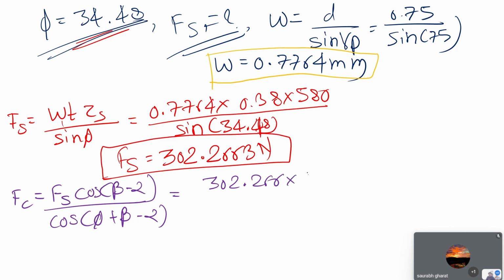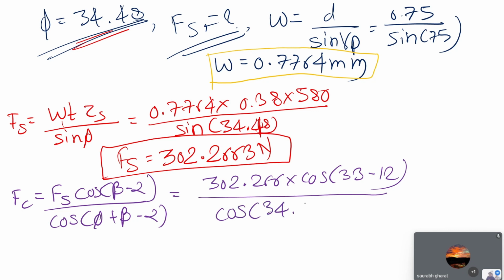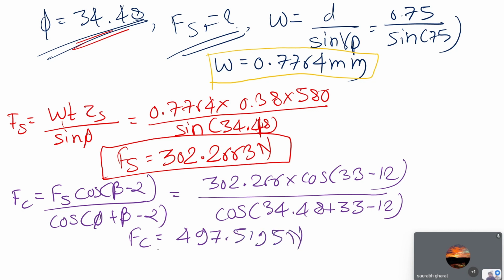So it will be equal to 302.266. Just take the answer. Cos of, what is my beta? We calculated it from the friction angle. Just take 33.12. Take it correctly. So 34.48 you have, plus 33, this is what we have, plus this part of the formula, 33 minus 12. So the Fc will come to be 497.5195 Newton. This is your first answer. Okay, you got it.